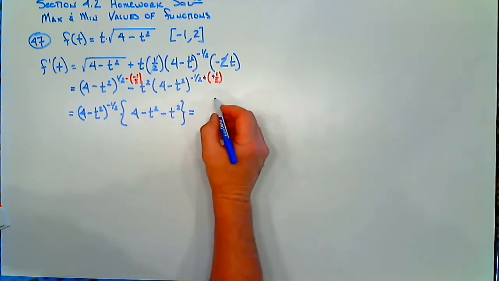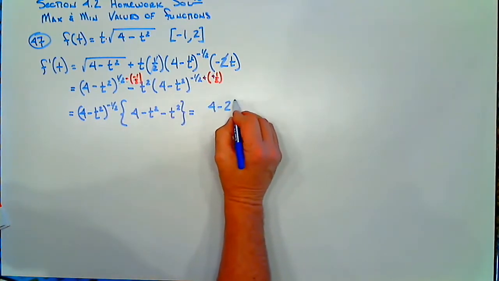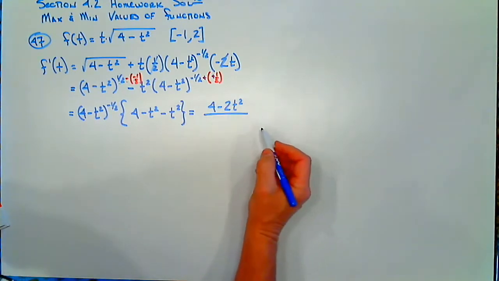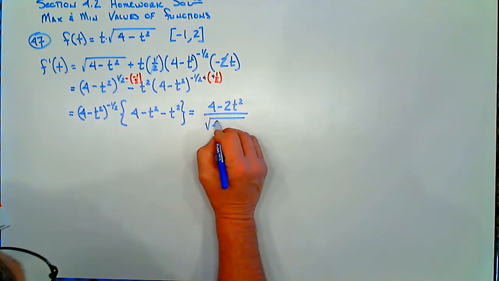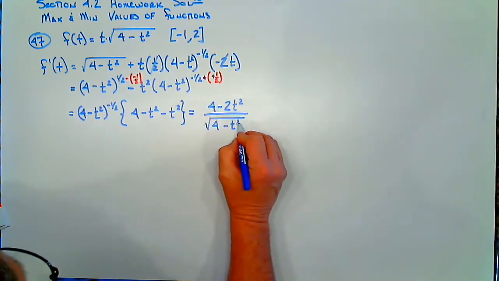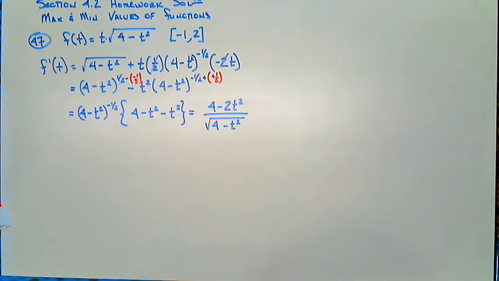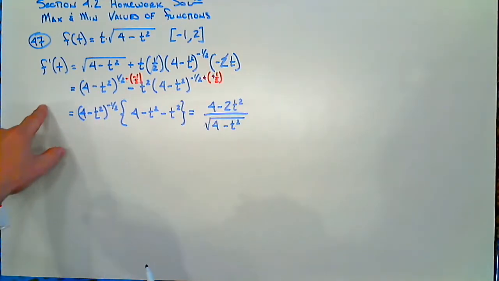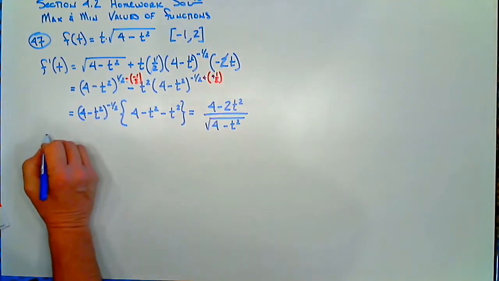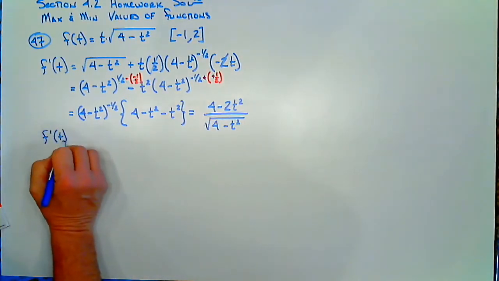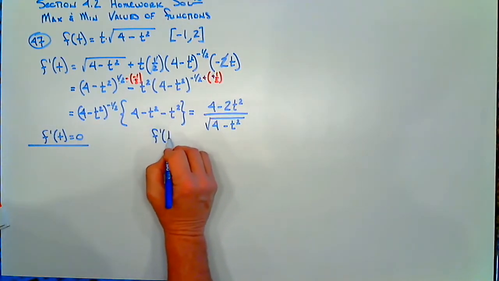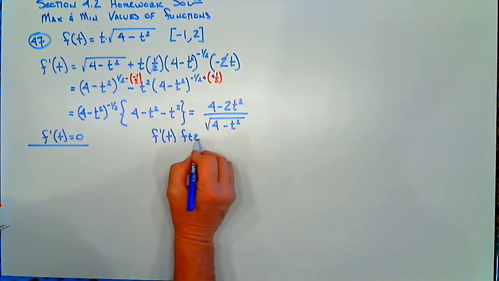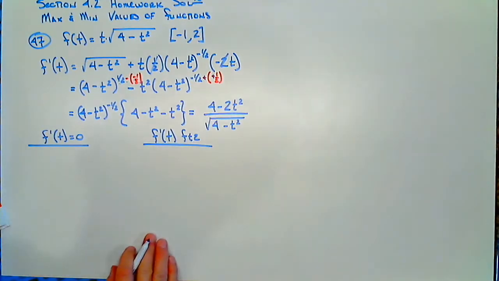Now, if we simplify this, this is 4 minus 2t squared divided by, because that has a negative exponent, the square root of 4 minus t squared. That's what that's going to be. Now, what are we now tasked with doing? Well, remember, we're still looking for the critical values. So we are going to find where f prime of t equals 0, right? That's going to be our job. And then when does f prime of t fail to exist, right? Those are our tasks when we look for critical numbers.